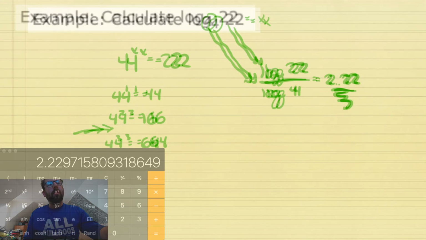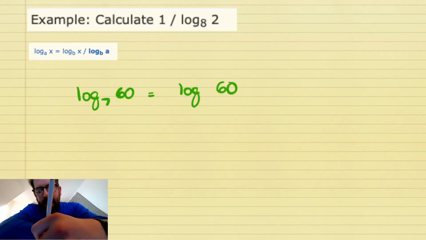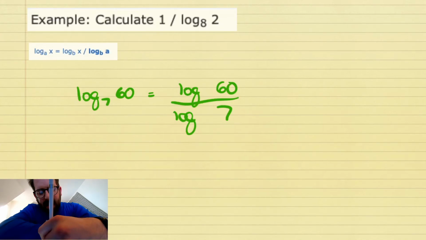But if I had a log base 7 of 60, I can make this log of anything of 60 over log of anything of 7. As long as you drop the 7 out the bottom and you make its own logarithm, like what you're seeing here. The 7, the a, went to the bottom, the x stayed on the top. And the b number, the new base in your change of base fraction, can be anything. You can make this any number you want. You can make it 1,000. You can make it 10. It doesn't have to be any nice clean power of 10.